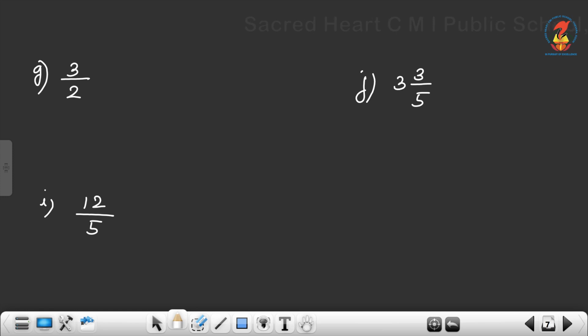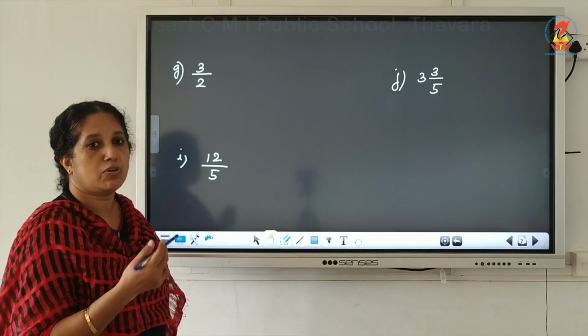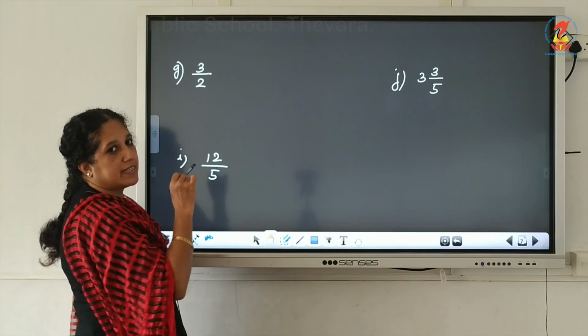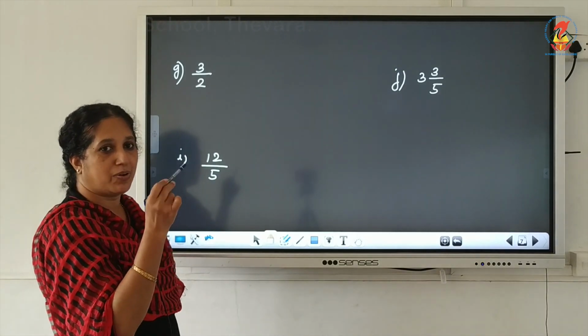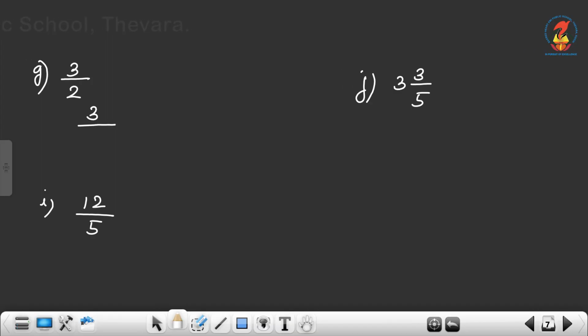Next, 3 by 2. 3 by 2 is what type of fraction? It is not a decimal fraction. So what we have to do? We have to change the denominator as 10 or 100 or 1000. Now, which one is easy to change? We can change the denominator as 10. So if you multiply both numerator and denominator by 5, it is 15 by 10. So we got a decimal fraction.